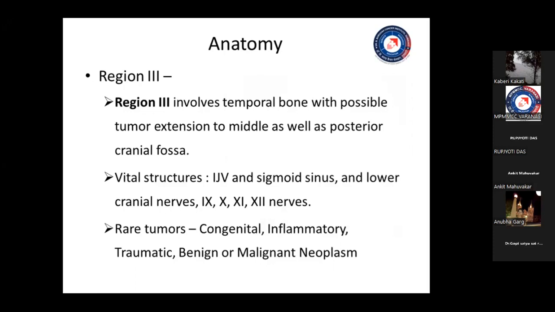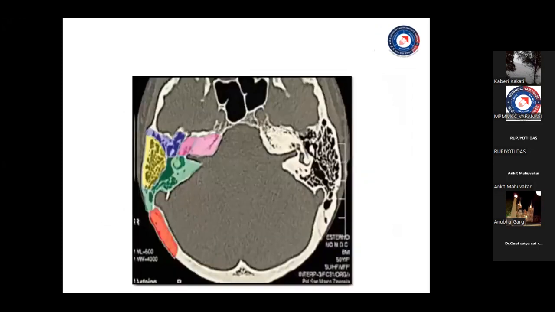So as discussed, region 3 involves the temporal bone with possible tumor extension to the middle or the posterior cranial fossa. This site has vital structures like the IJV, the sigmoid sinus, and the lower cranial nerves 9, 10, 11, 12. And rare tumors from this site might be congenital, inflammatory, traumatic, benign, or malignant. So this is the radiographic pictorial depiction of the temporal bone site.